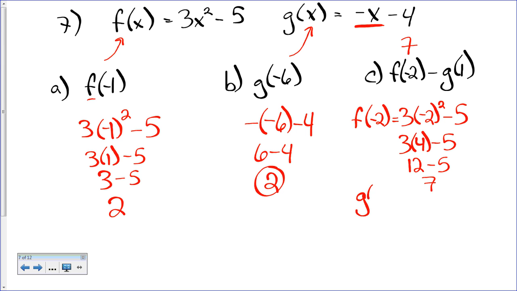Now let's do g. g of 1 is the opposite of x, minus 4. So negative 1 minus 4 is negative 5. So you're saying f of negative 2 minus whatever g of 1 is, which is negative 5. So you have 7 minus a negative 5, which is the same thing as 7 plus 5. So that should be 12.